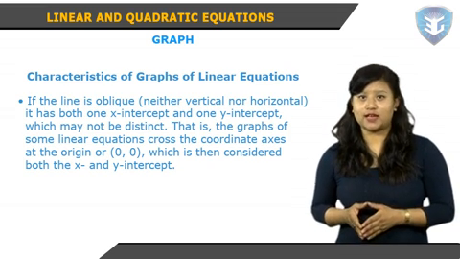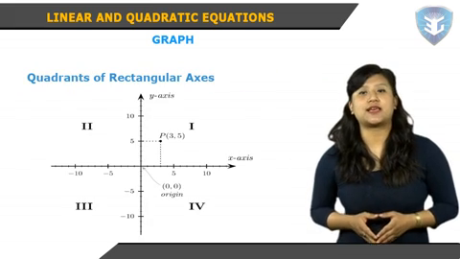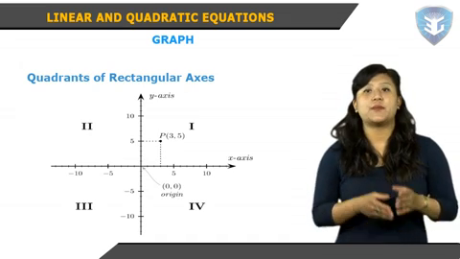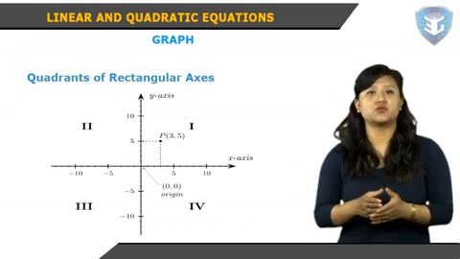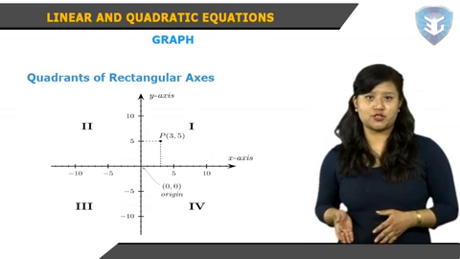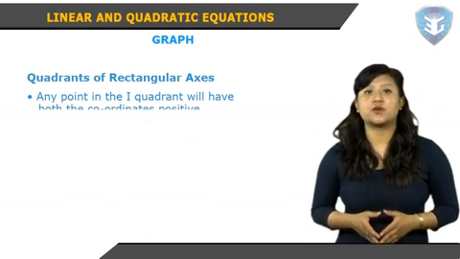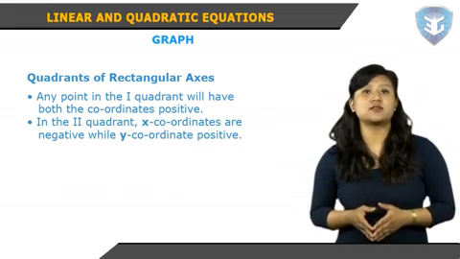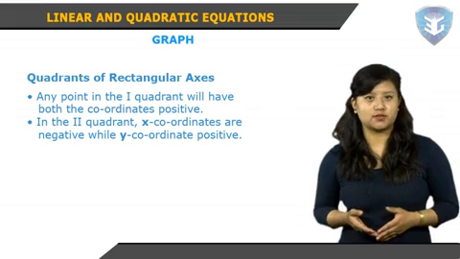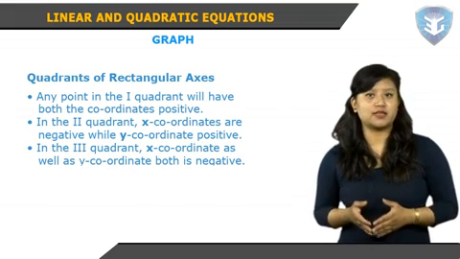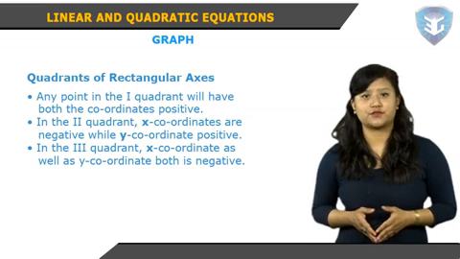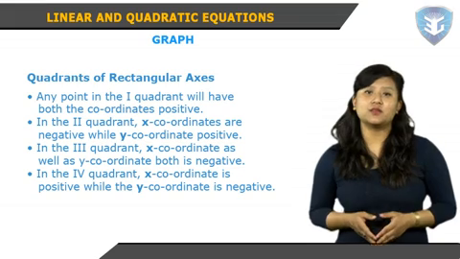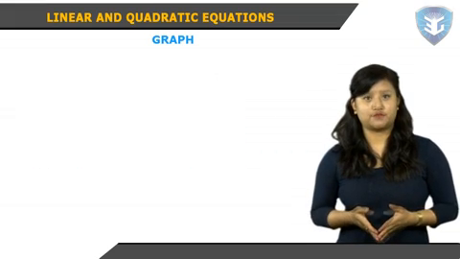considered both the x and y intercept. The quadrants of the rectangular axis. The rectangular axis divide the plane into 4 regions called quadrants. By convention, the quadrants are numbered as 1, 2, 3, 4 in the anti-clockwise direction. Any point in the first quadrant will have both coordinates positive. In the second quadrant, x coordinates are negative while y coordinates are positive. In the third quadrant, x coordinates as well as y coordinates are both negative. And in the fourth quadrant, the x coordinate is positive while the y coordinate is negative.